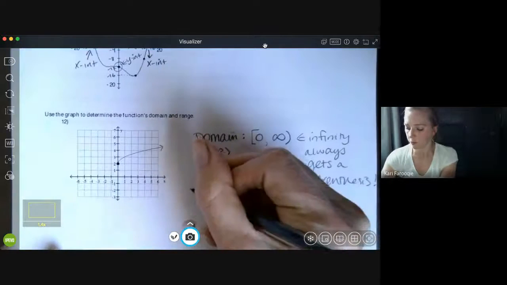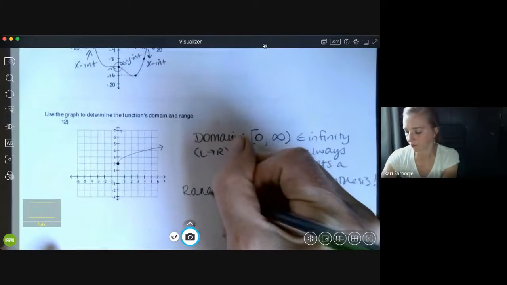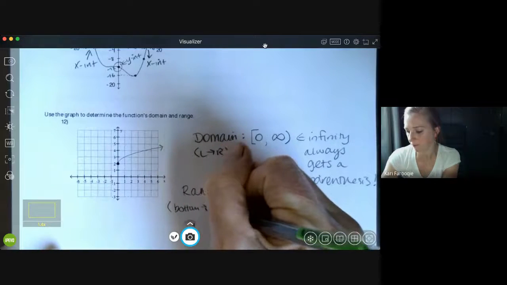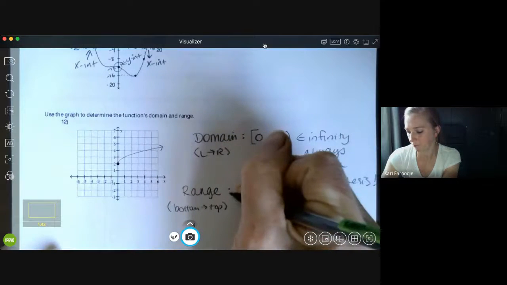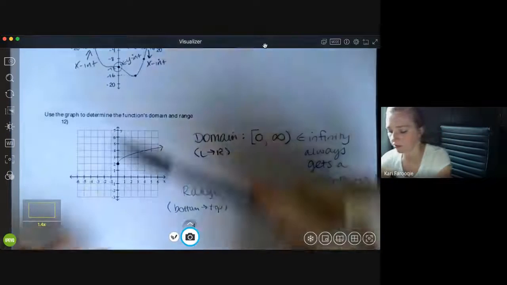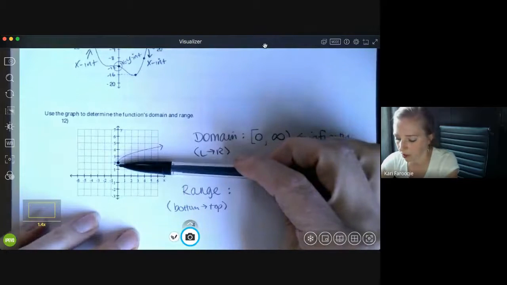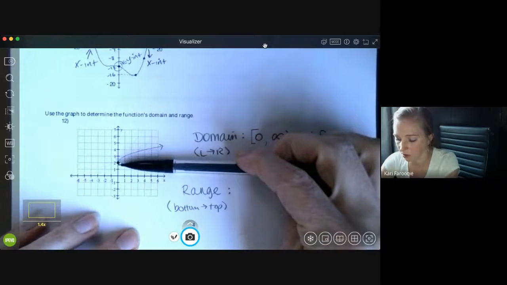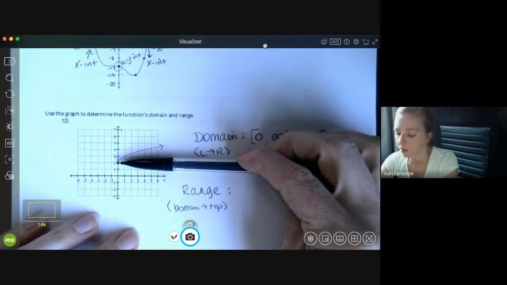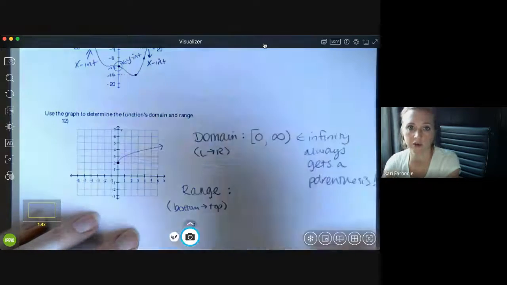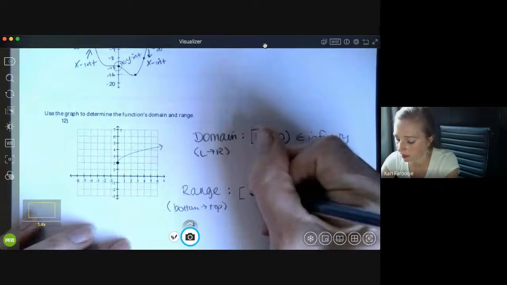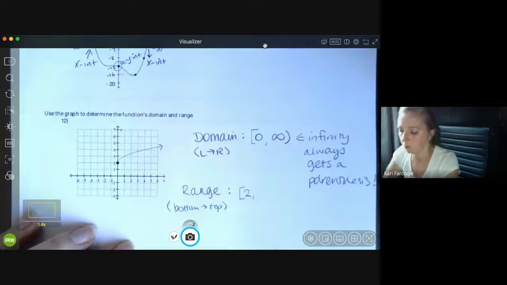Wonderful. For the range, we're going to look from bottom to top. I'm going to look at the smallest y value that occurs on the graph. And as you're doing that, you're going to go from bottom to top. The smallest y value we can possibly attain is 2. And for the same reason that we included 0 in the domain, we're going to include 2 in the range because we can attain the value of y equals 2.